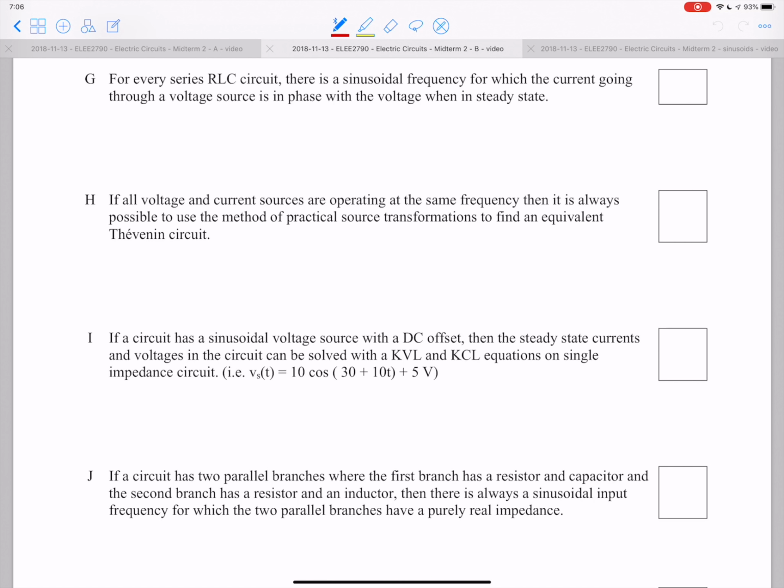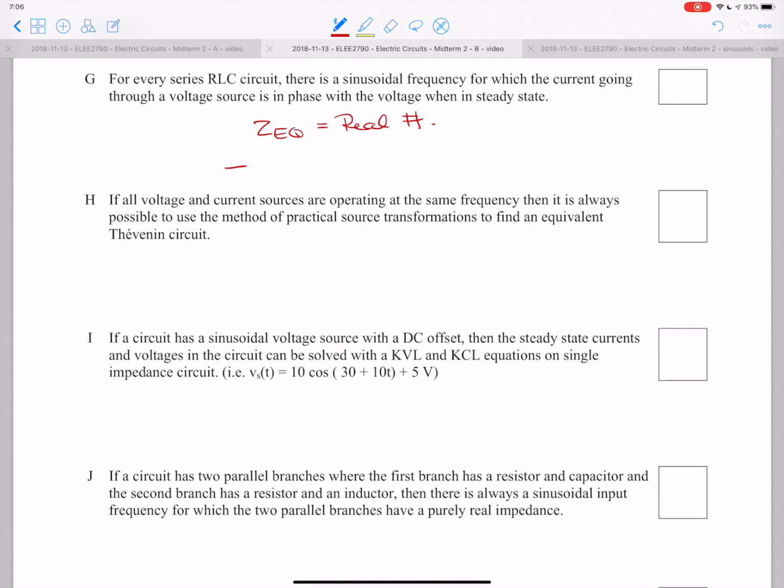Moving on to the next page, number G. For every series RLC circuit, there is a sinusoidal frequency for which the current going through a voltage source is in phase with the voltage when in steady state. In order for the current and voltage to be in phase, you need to know that the equivalent impedance of the whole circuit is equal to a real number.